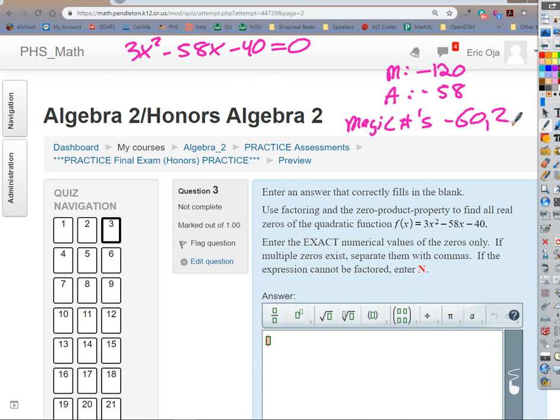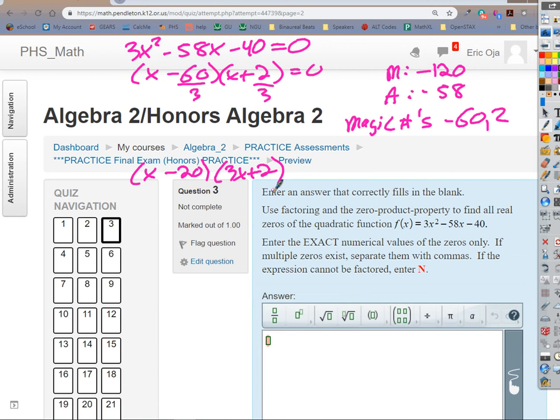Negative 60, positive 2. Then we'd have to go through the whole process of completing the square. Remember, we break it up into x minus 60 times x plus 2. But we've got to divide both of the magic numbers by what? 3, good. So this one reduces to x minus 20, and it's done. What do we have to do with this one? Bottoms up, 3x plus 2, and now we just set them equal to 0 and solve. So what would our zeros be? 20 and negative 2/3.